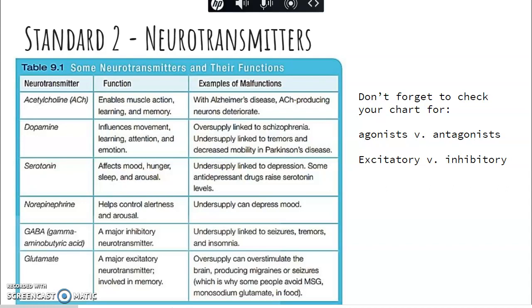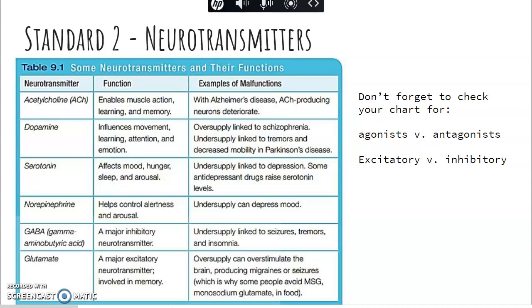Okay, so remember that. GABA, the question will always be that it's a major inhibitory neurotransmitter. If you see the words major inhibitory neurotransmitter, it's GABA, okay? And you just got to remember that. Too little, you could have seizures. So if you see anything about seizures, GABA, okay? Glutamate is an excitatory neurotransmitter. It's involved with memory, but almost always the glutamate question is major excitatory neurotransmitter. If you see anything about migraines, headaches, anything like that, then that's going to be glutamate.